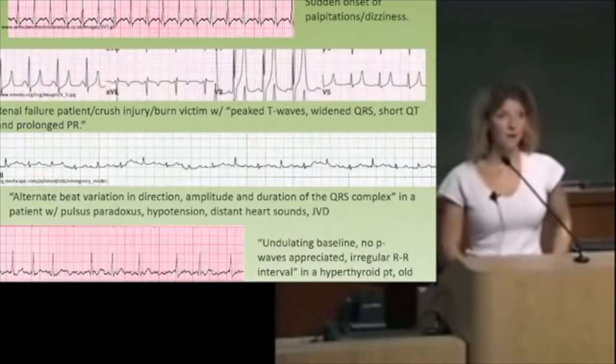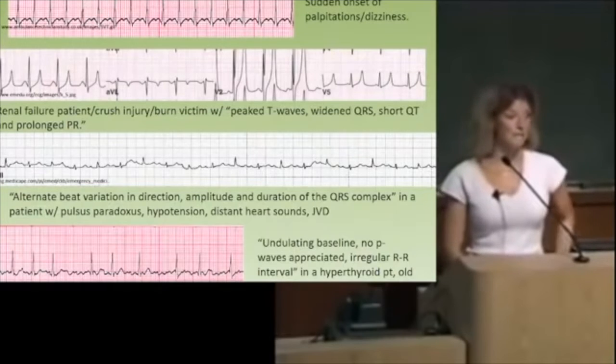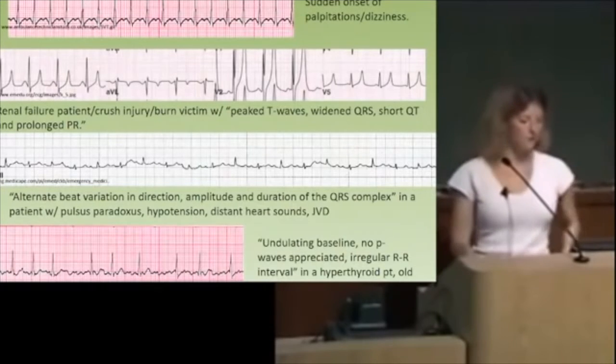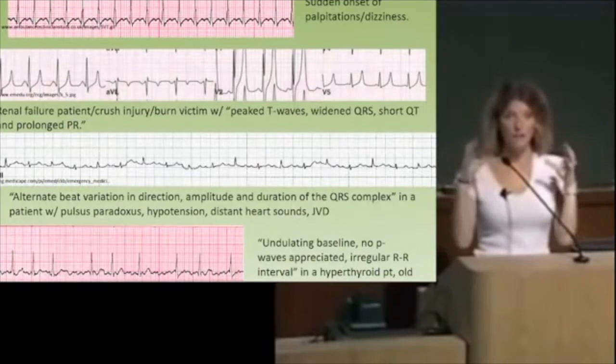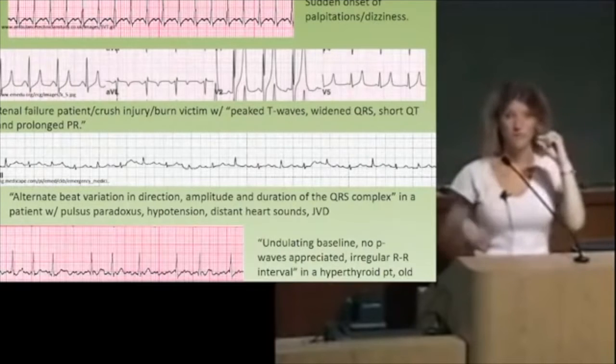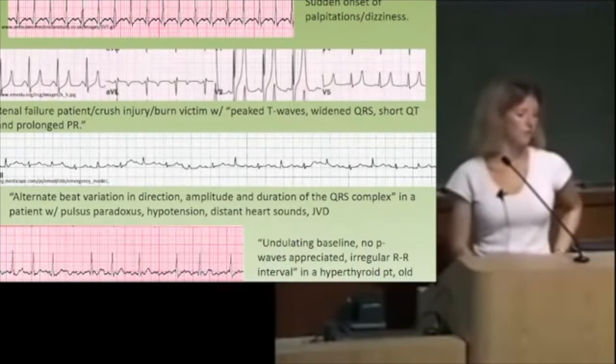It's called electrical alternans. So it's kind of alternating. That's where the alternans comes from. And it makes sense if we've got tamponade, right? That blood is filling up the sac, so it's dampening the voltage. That's why it's such a low voltage EKG tracing.